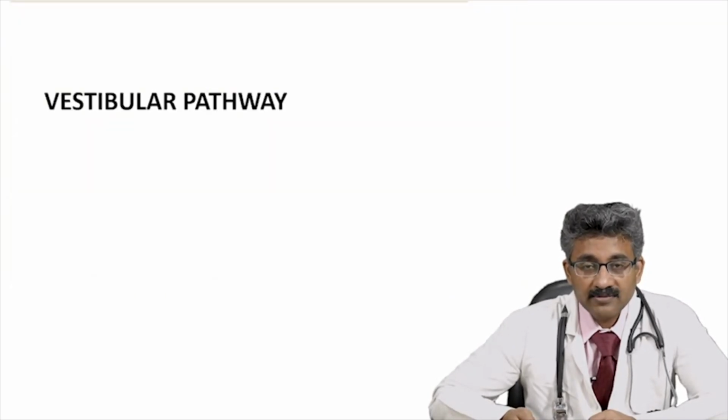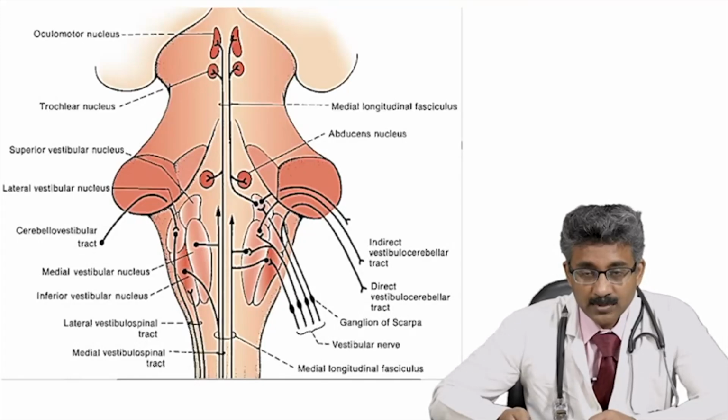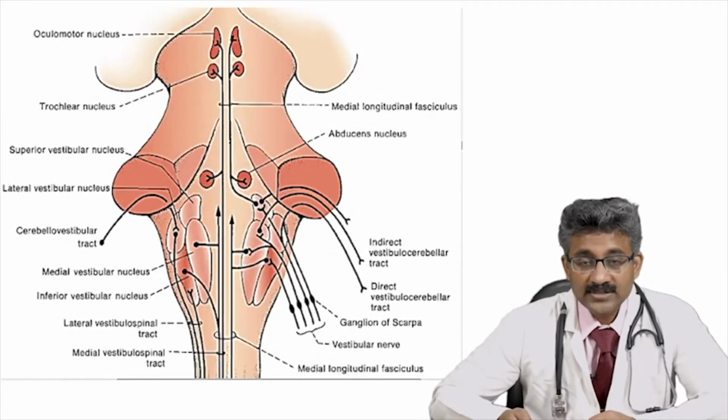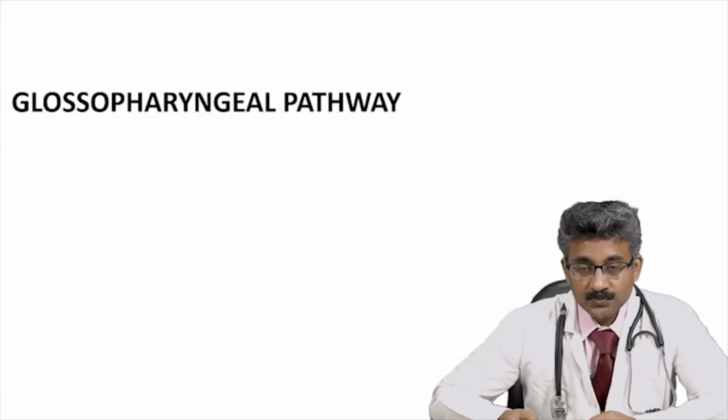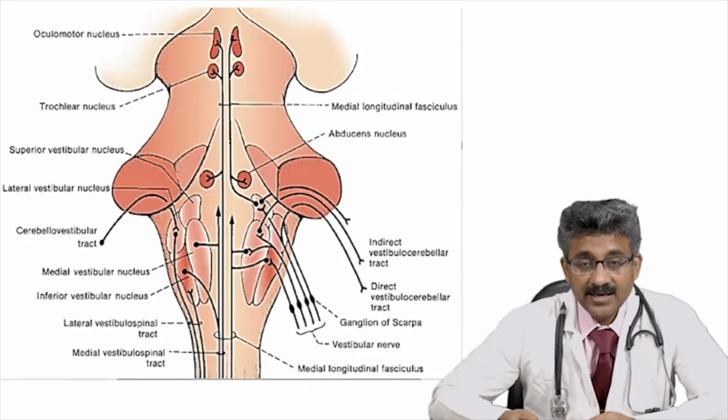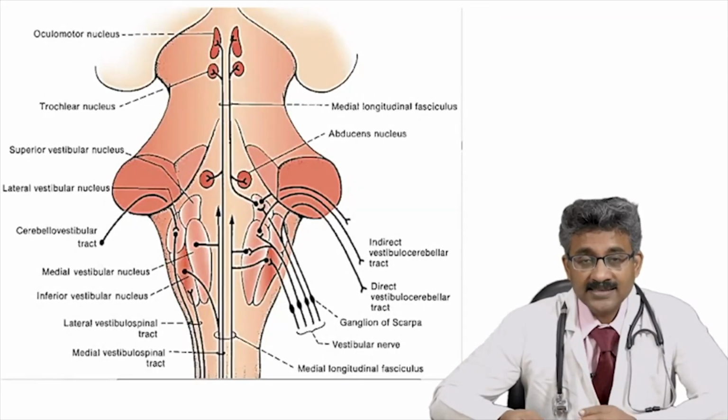Now coming to the vestibular pathway. The vestibular nerve ganglia, the Scarpa's ganglia, will go and synapse. There are 4 vestibular nuclei: superior, medial, inferior, and lateral. In these nuclei it synapses, and then it has connections to the 3rd, 4th and 6th nerves through the medial longitudinal fasciculus.